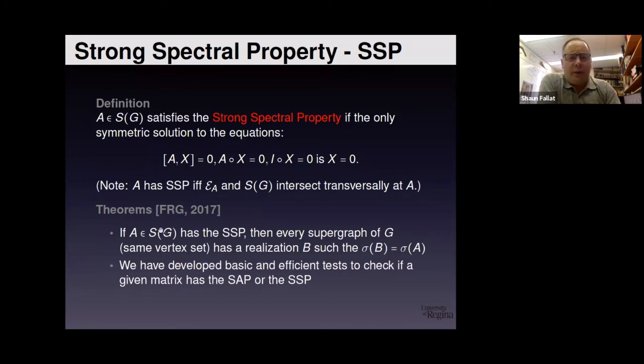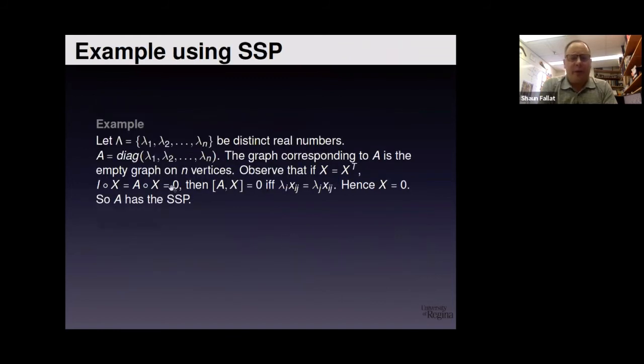So if you hold in your hand a matrix A of G and it has the strong spectral property, then every supergraph of G, not adding new vertices, just adding edges, has a realization B that has that same spectrum. And that's extremely useful, of course, for the inverse eigenvalue problem. Of course, you have to check this property, SSP, which can be checked. It looks a little daunting, but it's not terrible to check. So you do get this realization for every supergraph, and then you can work a little bit harder.